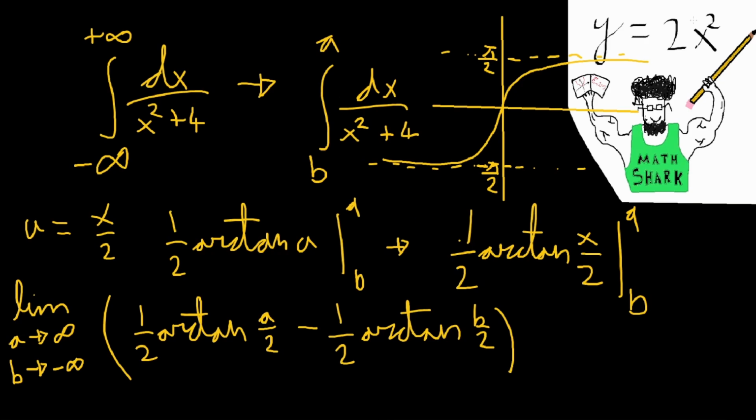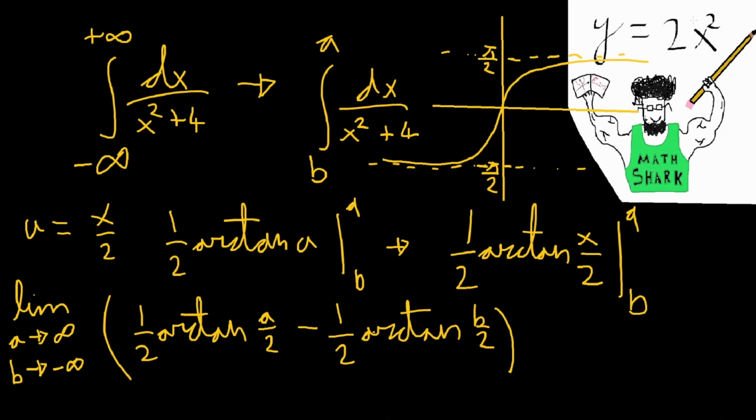All right, so as a approaches infinity, a over 2 also approaches infinity. So arctan of infinity, as we can see here on the graph, as x approaches plus infinity, we get that y approaches plus pi over 2. So this becomes a half times pi over 2. And now let's look at the negative side. Arctan of b over 2, as b approaches minus infinity, is arctan of minus infinity. As arctan approaches minus infinity, it approaches minus pi over 2.